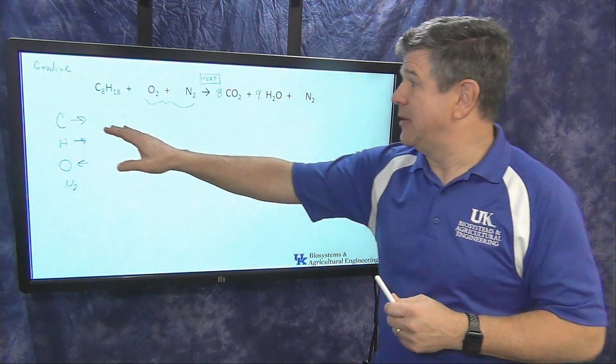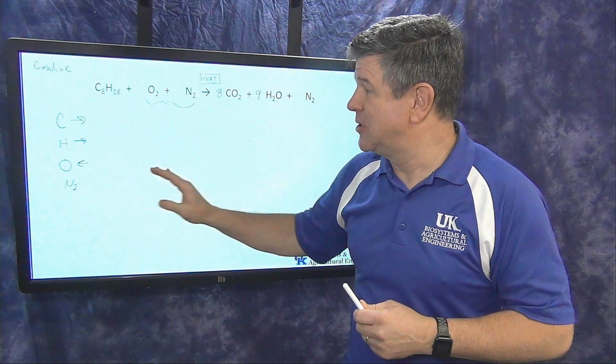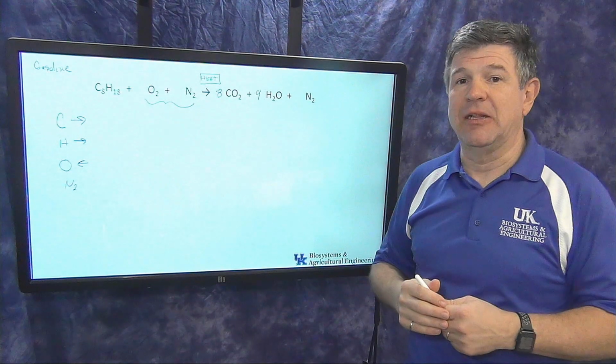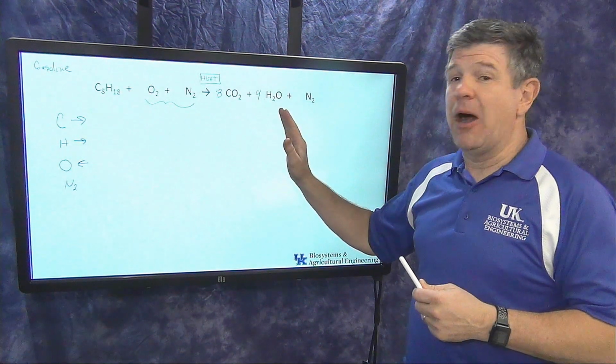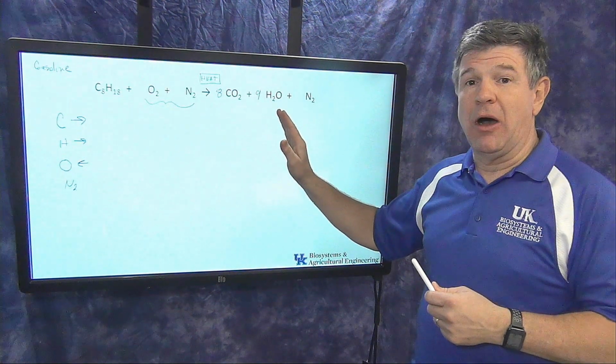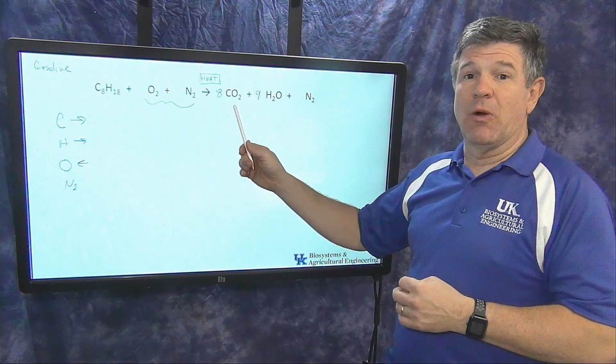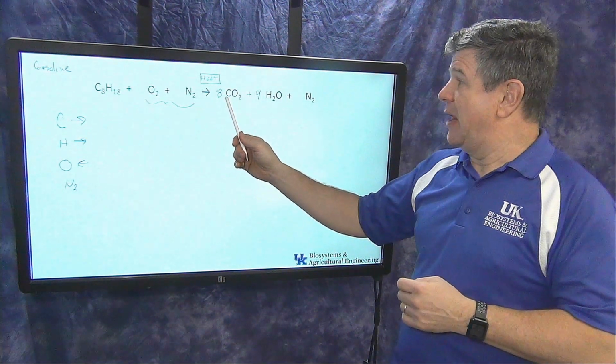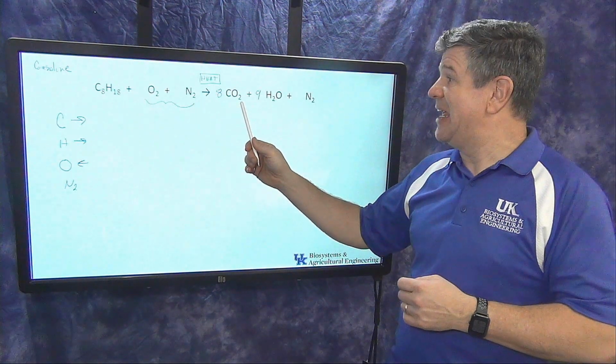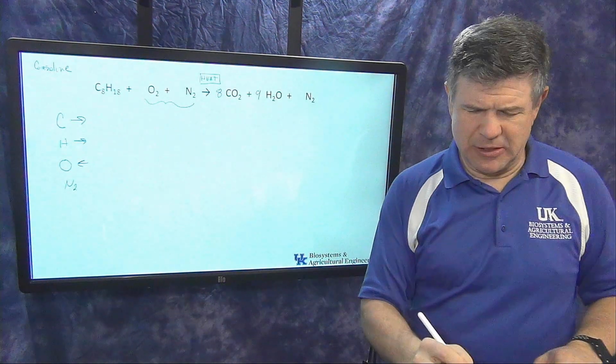Now, next step. I did the carbons, I did the hydrogens. I've got to take the oxygens back to the left. So I need to look at how many oxygens I have on the right-hand side of the equation. Let's look through this equation and see where I have oxygens. Looking through the right-hand side, I've got oxygens in the carbon dioxide. So let's write this down.